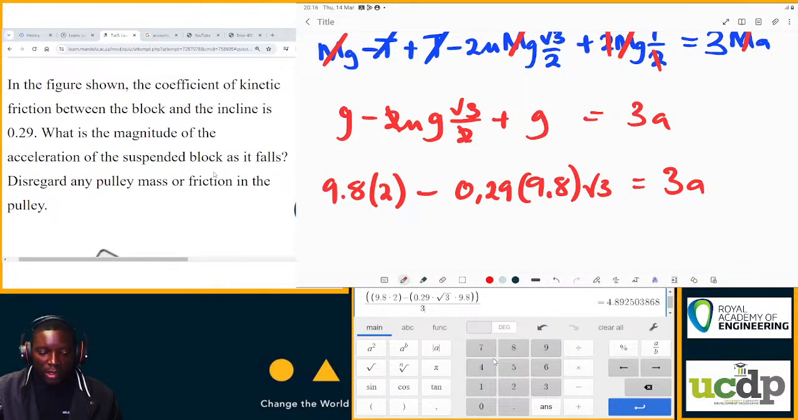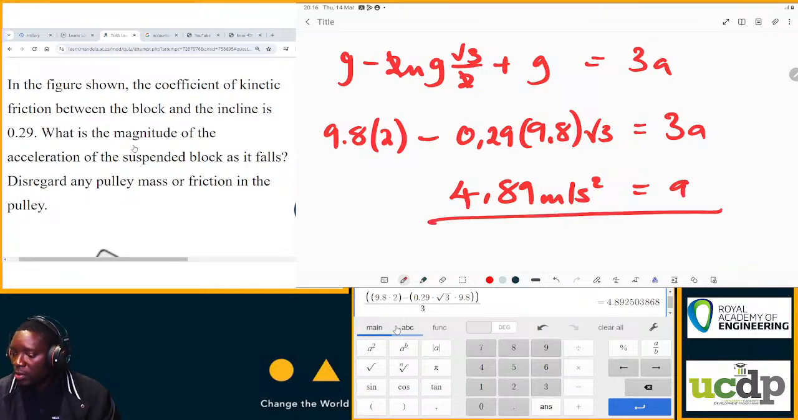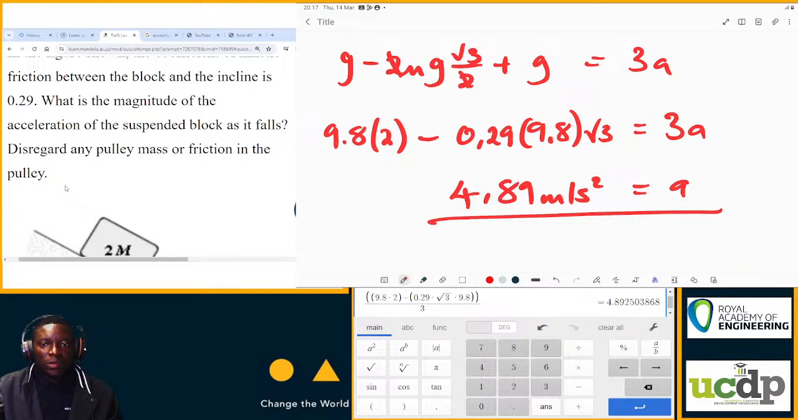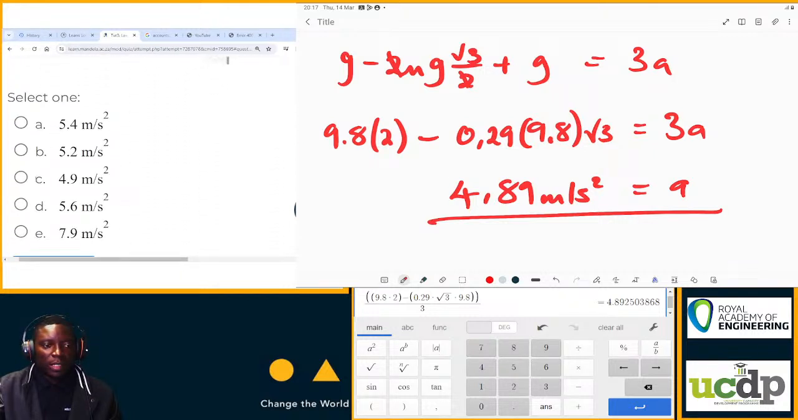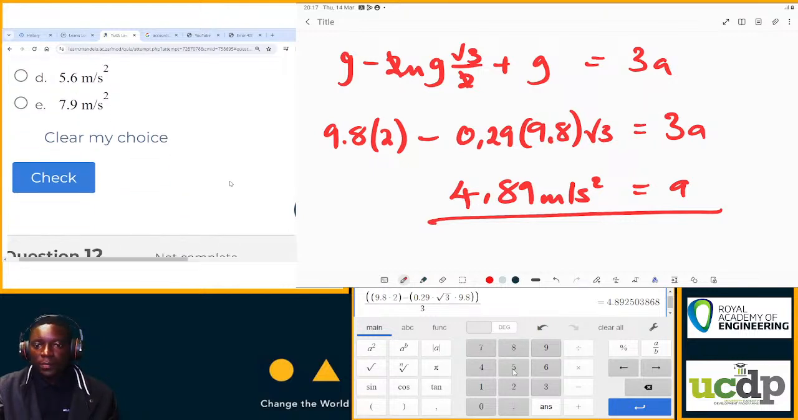So I have 4.89, which is 4.9. So this gives me 4.89 meters per second squared equals a. This is the acceleration we get for the system, and there is our 4.9 meters per second squared.